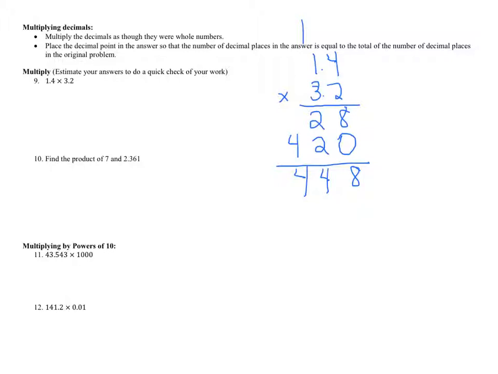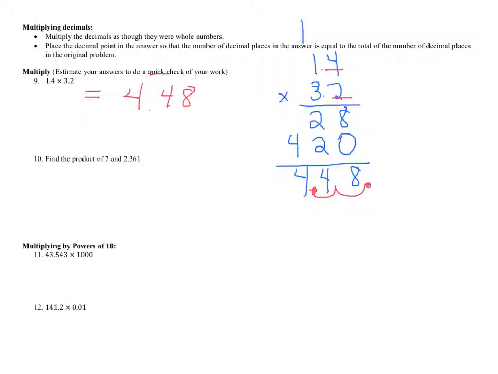Now I need to go back and place my decimal point. Normally, if this were a whole number, 448, the decimal point would be at the end. But since my original problem had 2 decimal places in it, I need to move that decimal point from the end in 2 places. Therefore, when I do 1 4/10 times 3 2/10, I come up with the final answer of 4 and 48 hundredths.